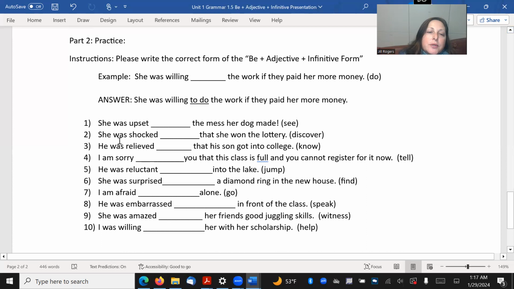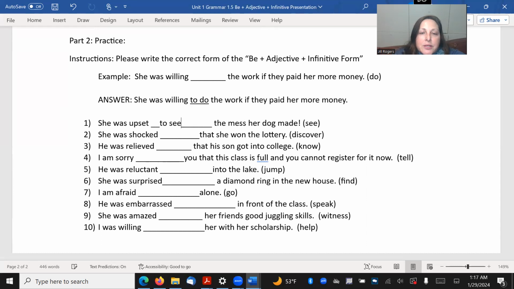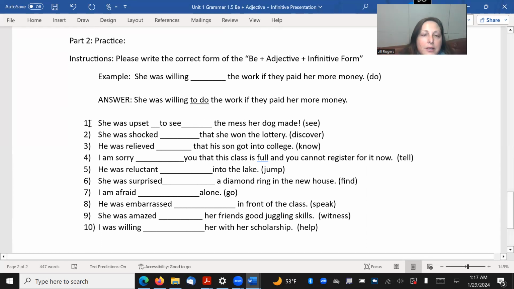So we take a look. All you have to do is put the infinitive form. So, she was upset. You see here? Make it the infinitive form. She was upset to see the mess her dog made. Oh, that dog, right? She was shocked to discover.